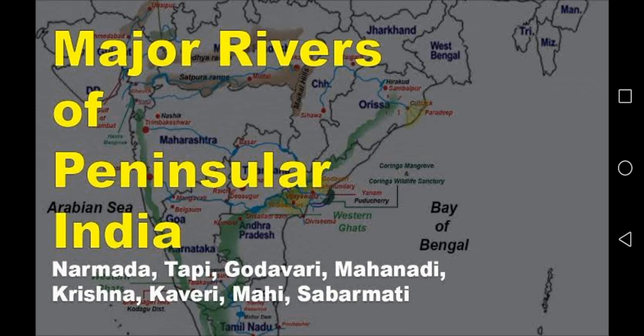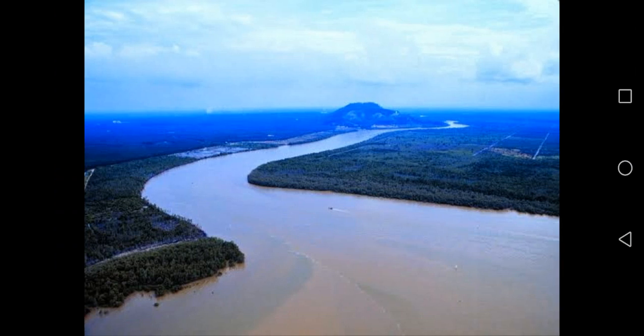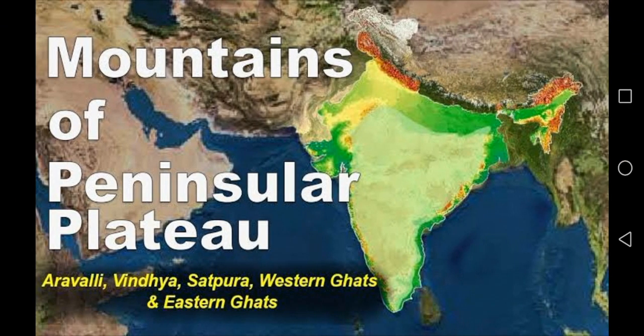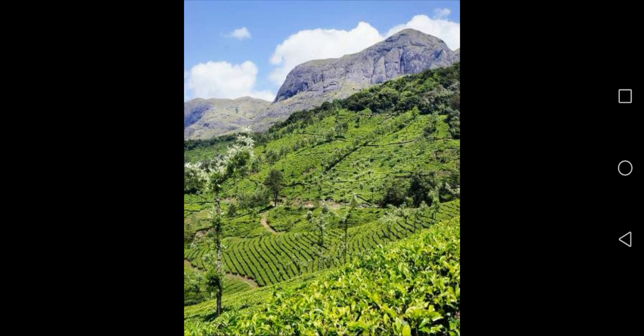Godavari, Mahanadi, Krishna, Kaveri, Mahi and Sabarmati are the east flowing rivers. They are well known rivers in our country and used for irrigation and supplying water. Mountains are also famous in the Peninsular Plateau, like Aravalis, Vindhya, Satpura, Western Ghat and Eastern Ghat. And Anaimudi is the highest peak of the Deccan Plateau.